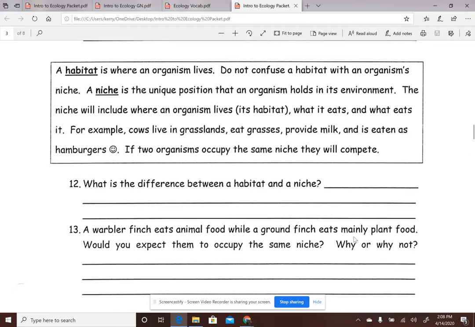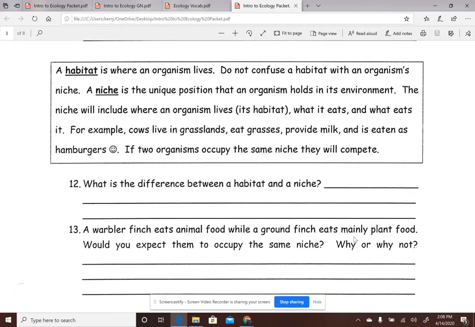A habitat is where an organism lives. Do not confuse a habitat with an organism's niche. A niche is a unique position that an organism holds in its environment. I want to point out to you guys that habitat and niche are two terms that the Regents loves to put on there, and they like to differentiate between the two.